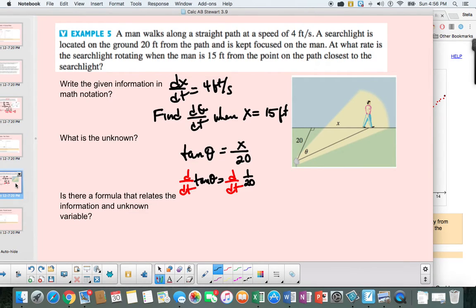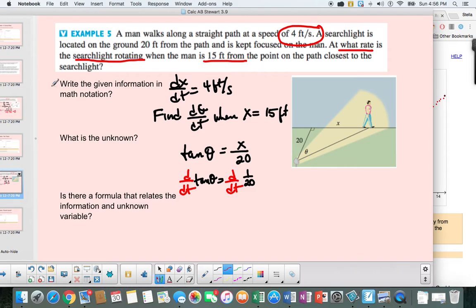Okay, this is our last problem. A man walks along a straight path at a speed of 4 feet per second, and I'm going to change this to calculus. So this distance right here, dx/dt, is 4 feet per second. We are looking for the rate at which the searchlight is rotating. So we're looking for d theta/dt at the moment when the man is 15 feet from the closest point on the path.